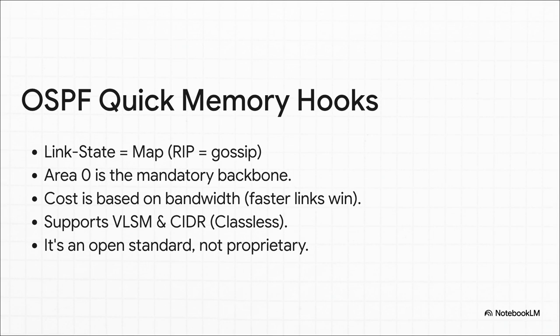Just remember, link state equals the map method, while old protocols like RIP used gossip. In big networks, everything has to connect back to the mandatory backbone, which is area 0. The best path is figured out by cost, which really just means the fastest link, the one with the most bandwidth, wins. It's a classless protocol, so it's flexible and really efficient with IP addresses. And finally, it's an open standard, which means it isn't locked to a single company's hardware.